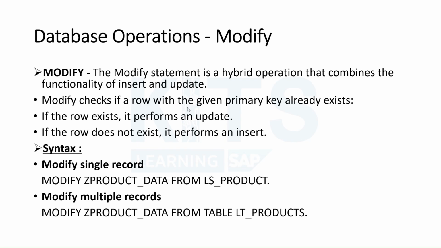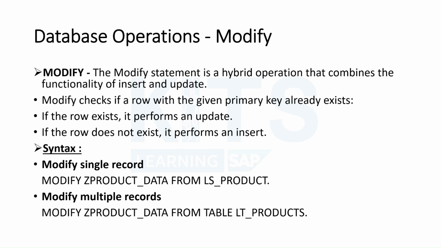The next database operation is modify. The operation that often causes confusion among beginners is modify, which can act as both an insert and update depending on the situation. When modify is issued for a database table, the system first checks whether a record with the given primary key already exists. If it does, modify works exactly like update and changes the existing entry. If no record exists, modify behaves like insert and creates a new row.